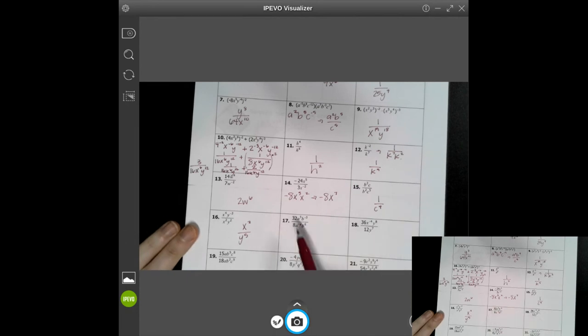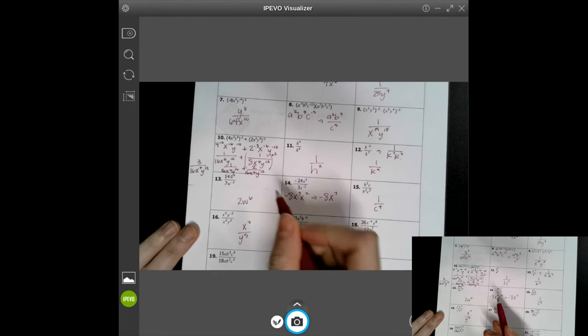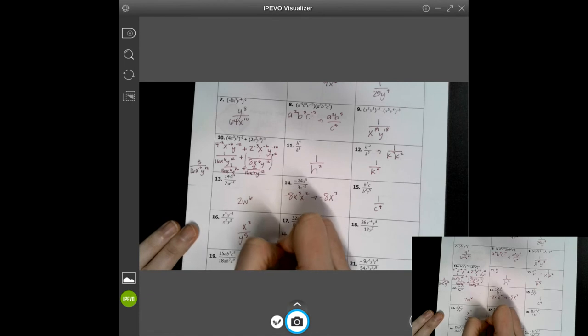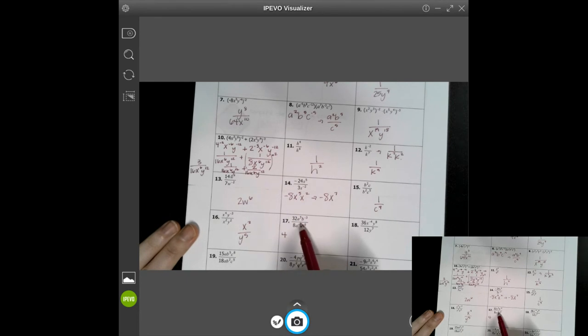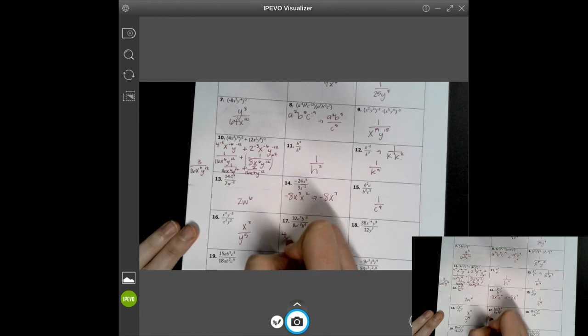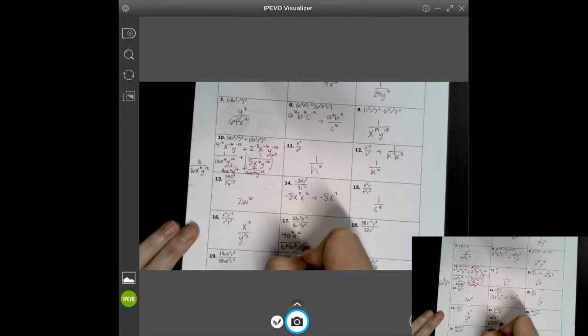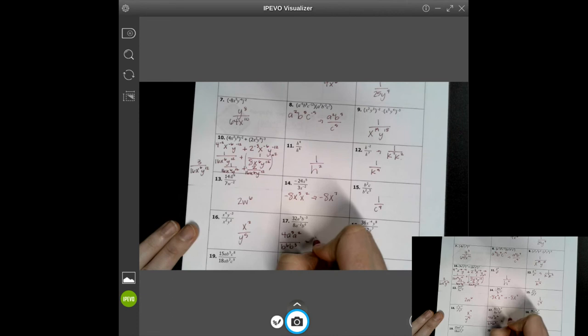Simplify my coefficients. So 32 divided by 8 is 4. Then I've got a negative exponent on the bottom and a negative exponent on the top, so I'm going to flip them. So it becomes a to the 5th, a squared, over b to the 6th, b to the 3rd. So I'll simplify these together and become 4a to the 7th over b to the 9th.